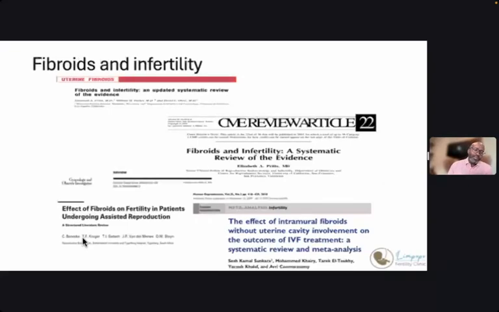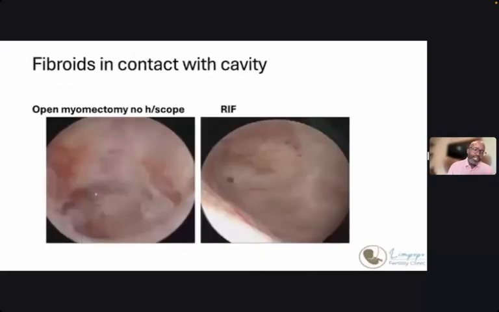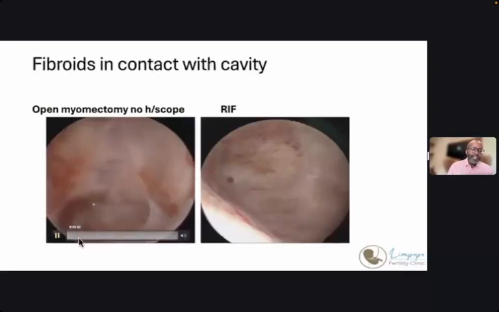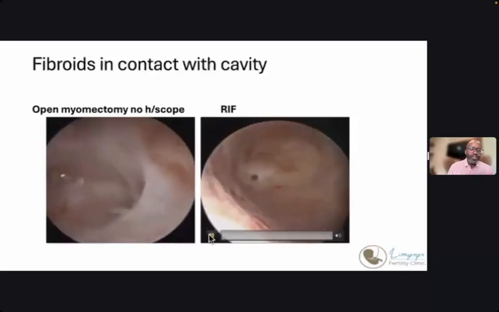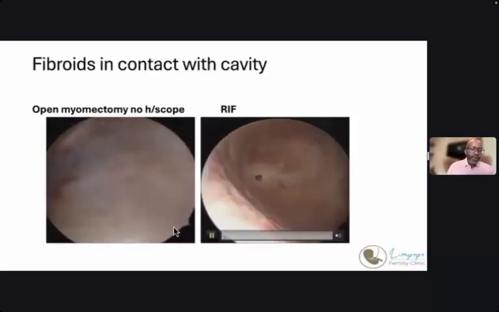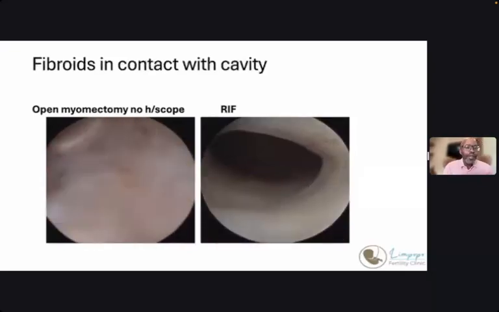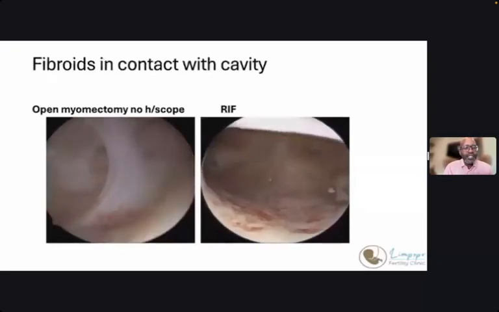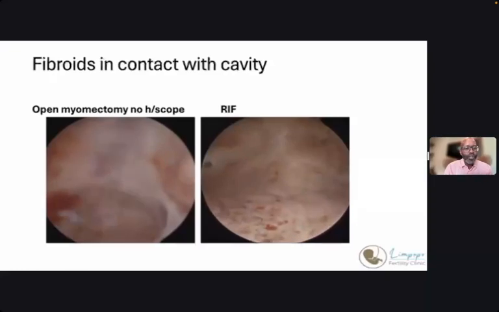So what about fibroids and infertility? There are a lot of publications looking at the impact or the effect of fibroids on fertility. But of note, it has been shown that the fibroids that do have an effect are the ones that affect the cavity or are in contact with the cavity. And it is important that when we do hysteroscopy, it is of paramount importance when you dilate.